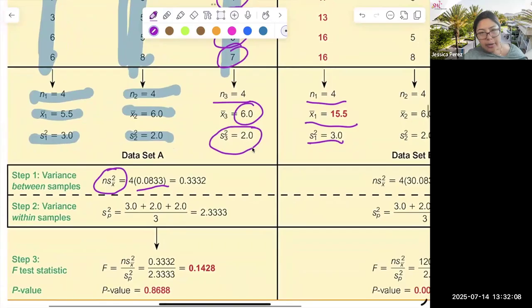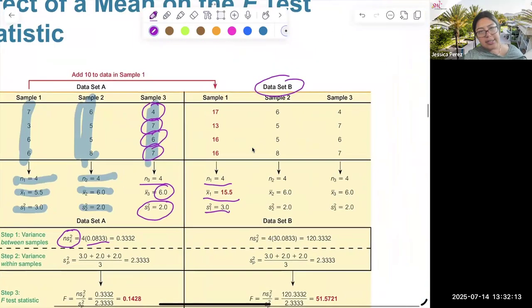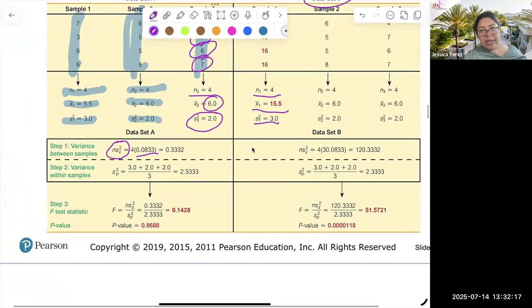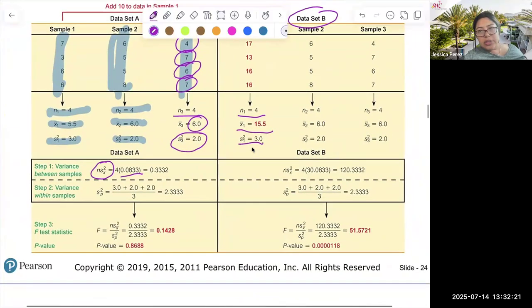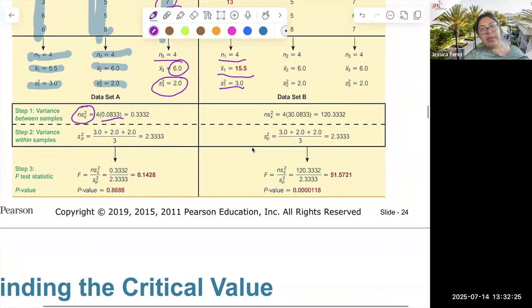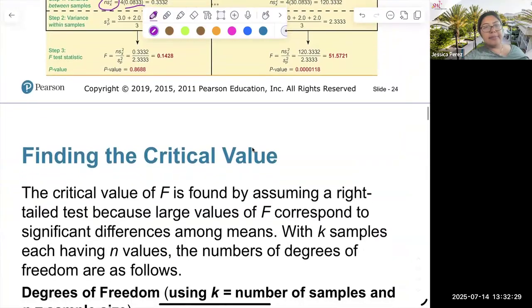We are not going to require you to do this by hand. This is just showing you how data set A and data set B would be calculated if you did this by hand. We are not going to do this by hand. This is just showing you that the calculations are simpler when you have a smaller sample size.